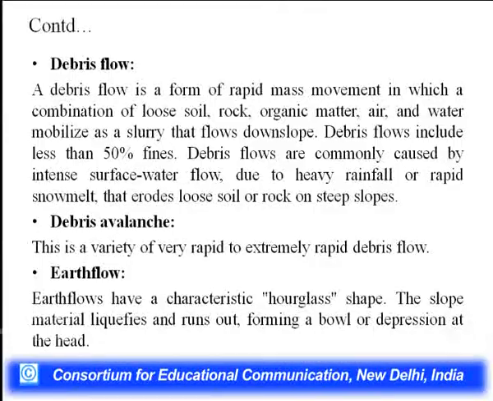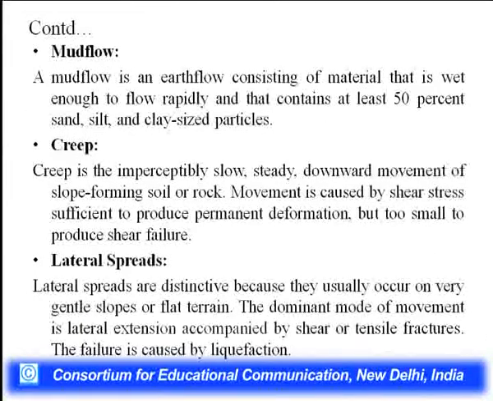Debris flow is a form of rapid mass movement in which a combination of loose soil, rock, organic matter, air and water mobilize as a slurry that flows downslope. Debris avalanche is a variety of very rapid to extremely rapid debris flow. Earth flow has the characteristic hourglass shape; the slope material liquefies and runs out, forming a bowl or depression at the head. Then mud flow is an earth flow consisting of material that is wet enough to flow rapidly and that contains at least 50% sand, silt and clay size particles.